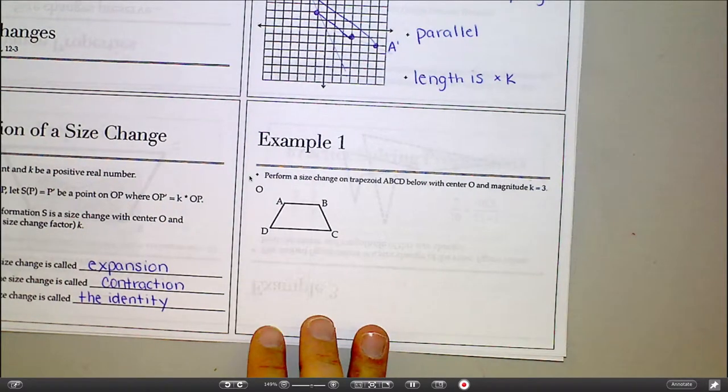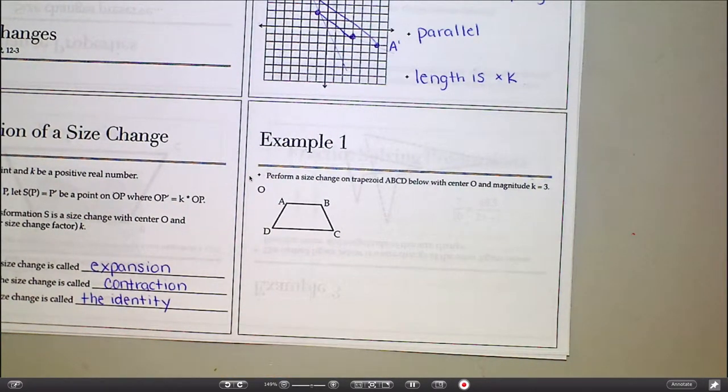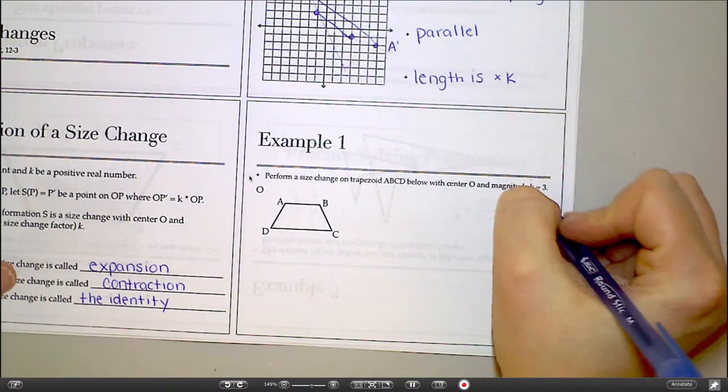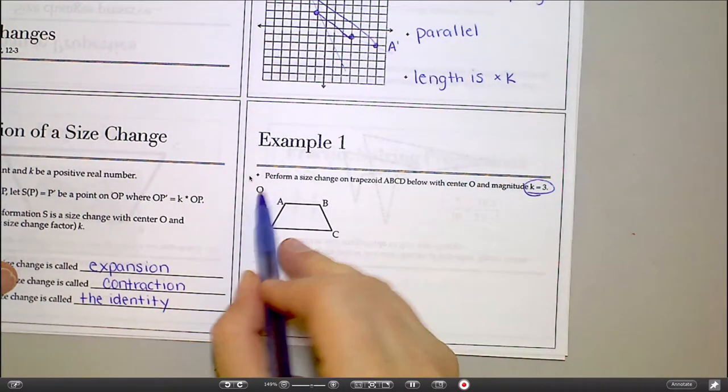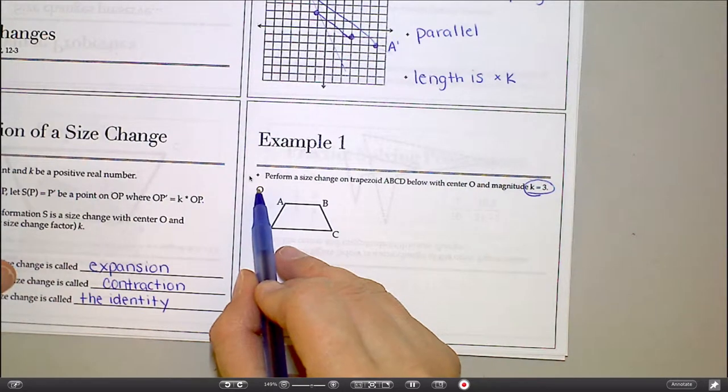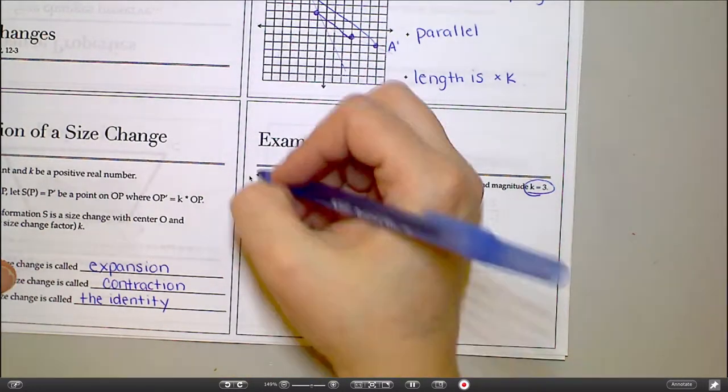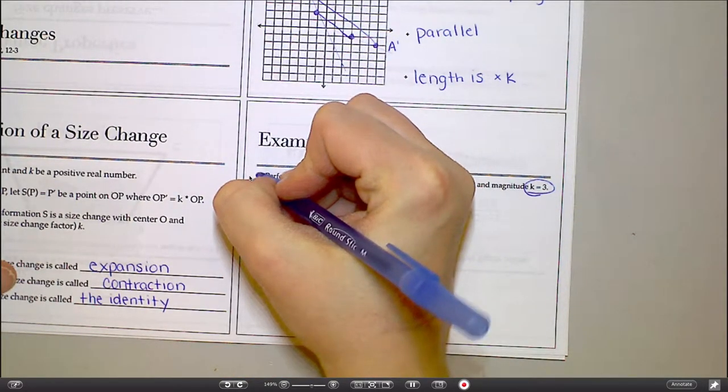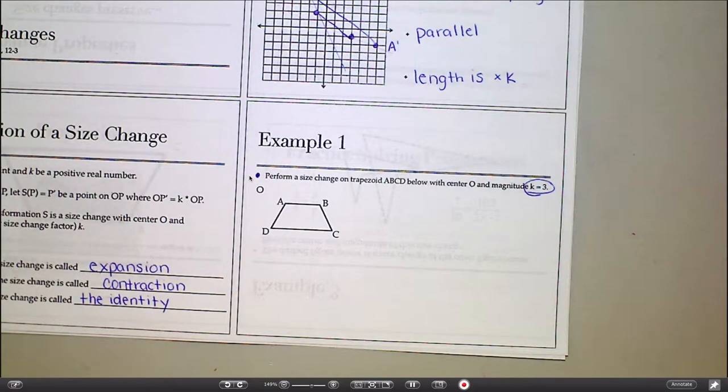Let's look at example 1 here. It says perform a size change on trapezoid ABCD with center O and magnitude k equals 3. Now there should be a point here near the O and the point didn't show up, but I'm just going to use this bullet point as my point O. So it'll give you a point and it'll say that's the center of your size change.